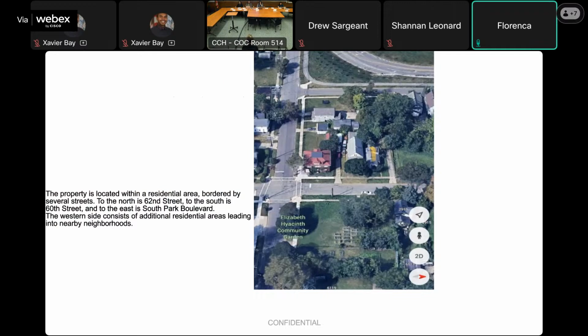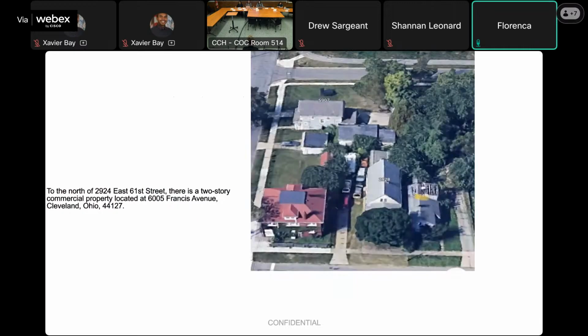This property is located within a residential area bordered by several streets. To the north is 62nd Street, to the south is 60th Street, and to the east is South Park Boulevard. The western side consists of additional residential areas leading into nearby neighborhoods. To the north of this property, there is a two-story commercial property located at 6005 Francis Avenue, and I believe it's the only commercial property in that area.